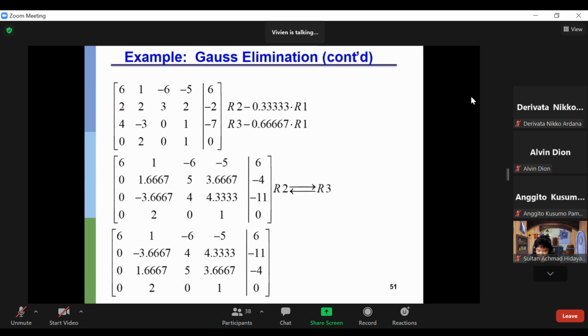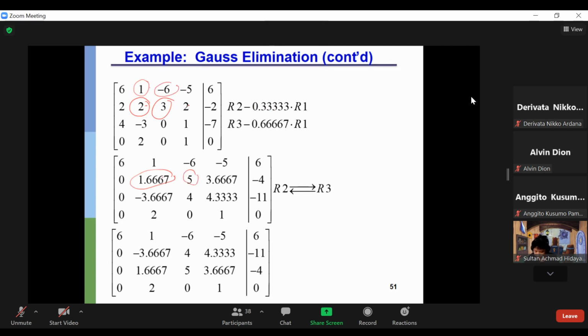Okay, so to make that 0, now we have R2. So we have R2 minus 2 divided by 6, 2 divided by the pivot element times the first row coefficient. So that will be 0. And again, this value as well. Now 2 minus 0.33 times 1. So that will be minus 0.667. 3 minus 0.33 times minus 6. So that will be 5.